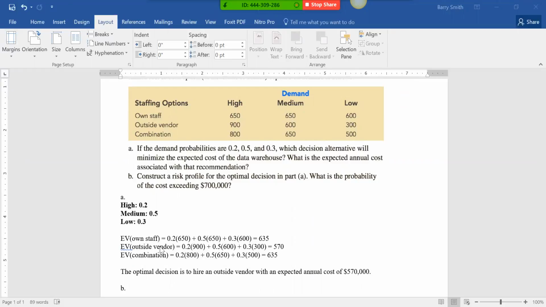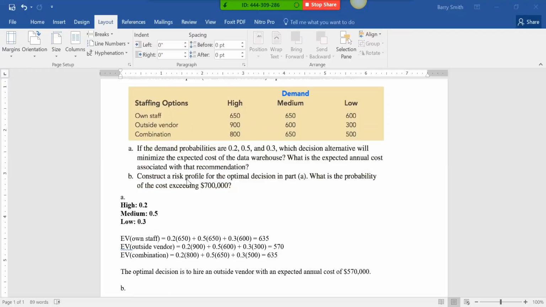Then outside vendor, we do the same thing: 0.2 times this, 0.5 times this, and then 0.3 times that, and we get 570. And then we do the combination: 0.2 times this, 0.5 times this, and 0.3 times that, and our expected value is 635. So the optimal decision is to hire the outside vendor because it's the minimum expected value, okay? And that's at $570,000. So that's the expected annual cost associated with choosing that outside vendor.